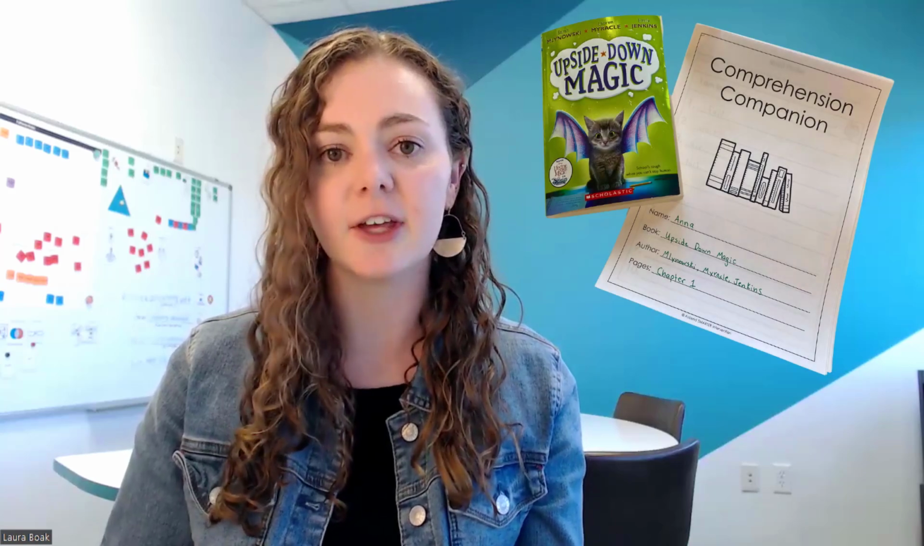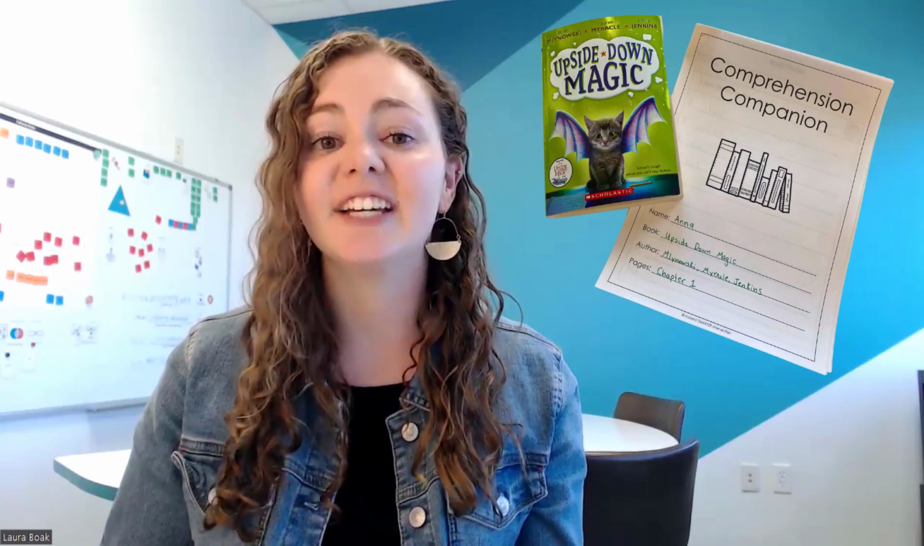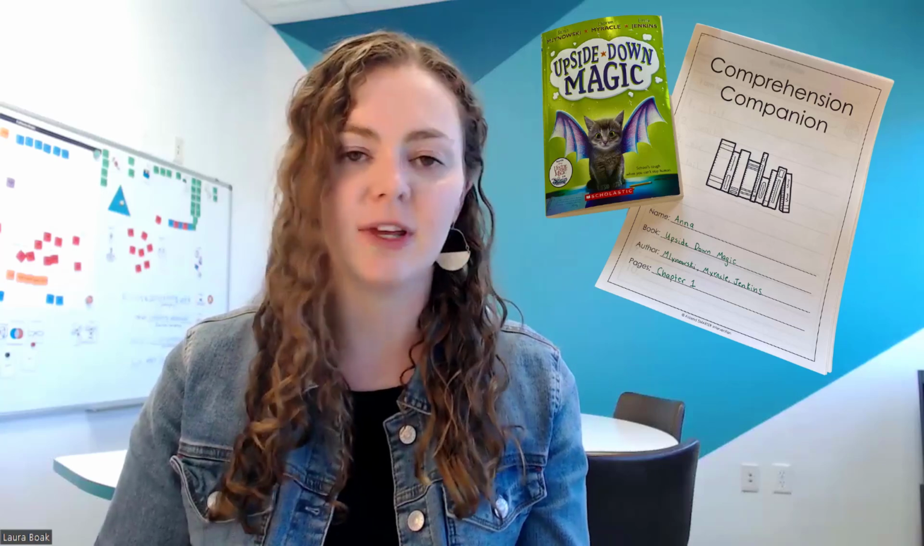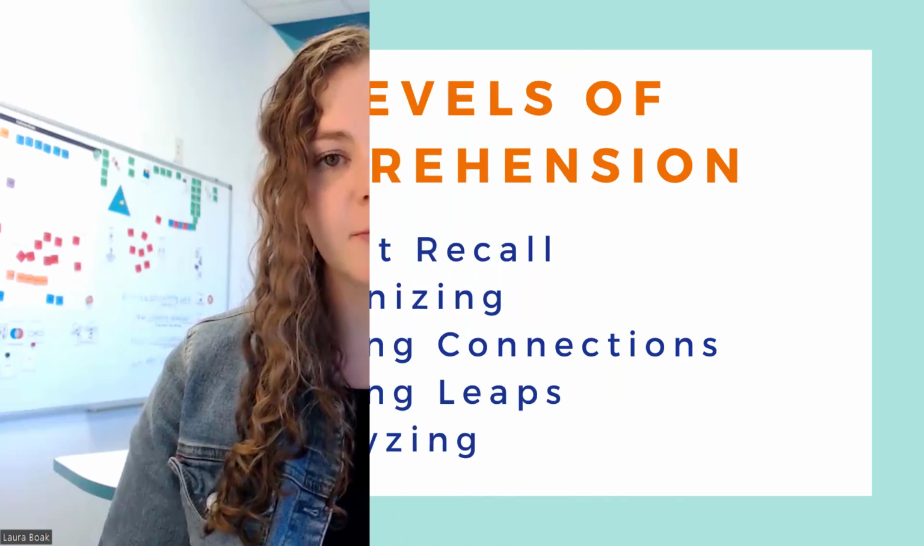Today, I'm going to be walking you through one of our comprehension companions that we designed specifically for book club units. And the great thing about this resource is you can use it with any book. The prompts are already there. They're not going to change from book to book. And so it's ready to print and go for all of those book club units that you're running in your classroom. Our comprehension companion also aligns with the 5 levels of comprehension.